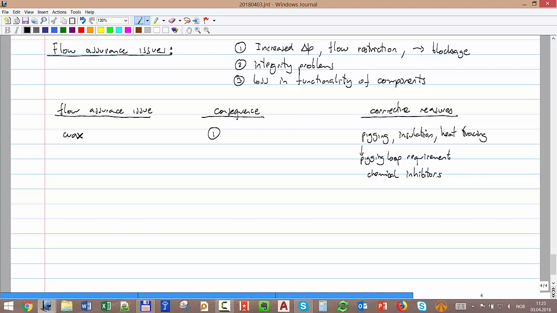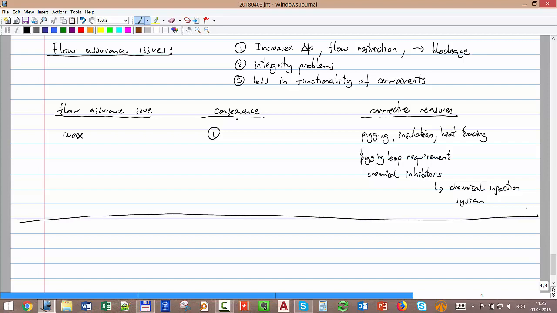Okay, and if we are going to inject an inhibitor, this one at the same time affects the chemical injection system. I need to have something to deliver that chemical, so I need the chemical injection system. Okay, so that's our first problem.